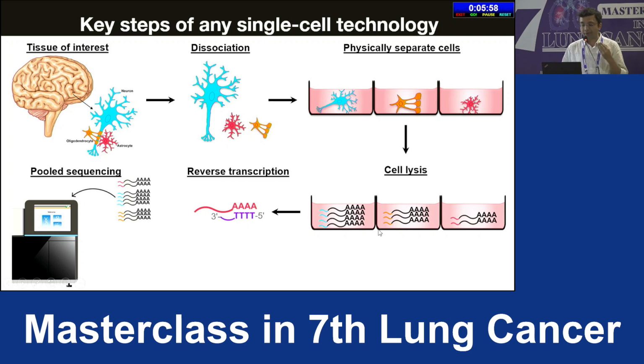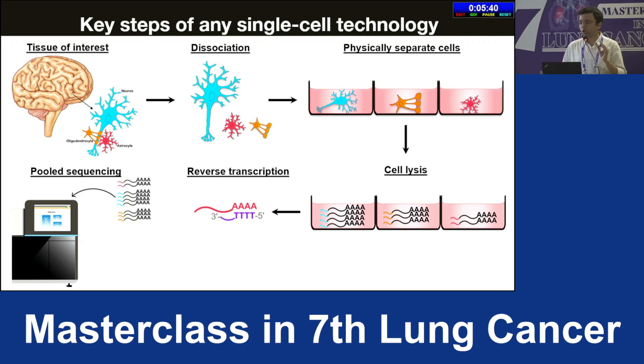Once you have these barcodes, you can then just do an RT and then throw them on a sequencer. Since each molecule coming from each individual separation is unique, you can tell which molecule came from which cell. And that's how you retain the cell type specificity of this information.